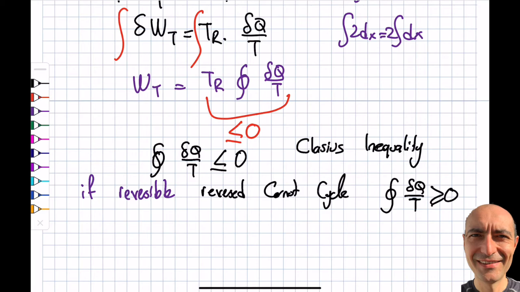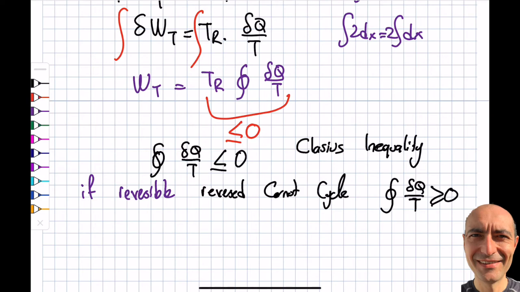So now I'll ask you a question. This must be satisfied. This must be satisfied. So for a reversible cycle, only for a reversible cycle, I'm going to highlight that like 10 times, okay? For a reversible cycle, what does that mean in terms of this del Q by T?